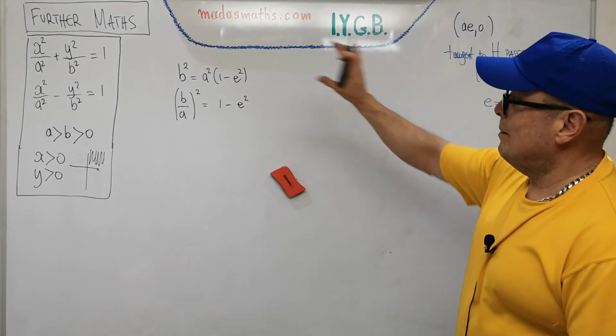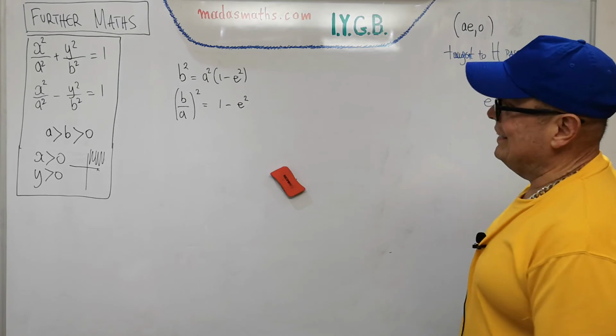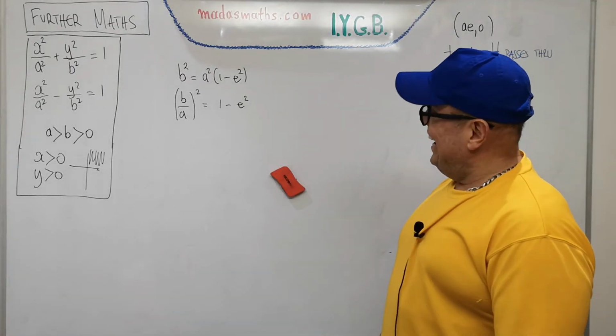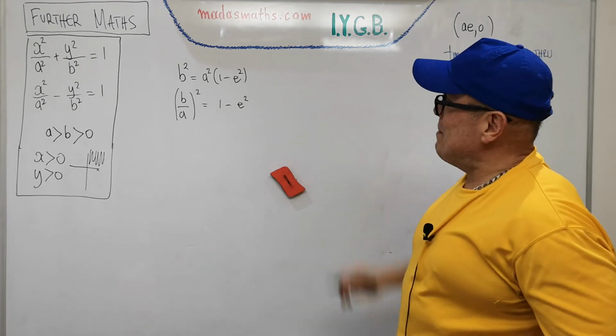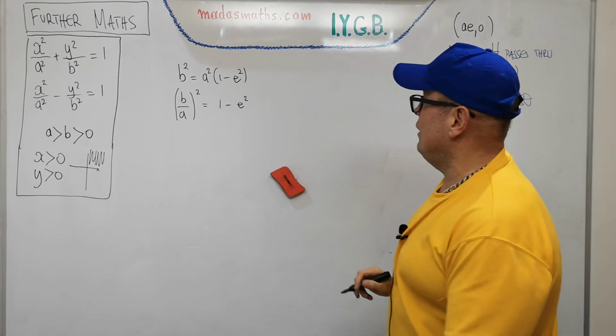And annoyingly, I rubbed off something that I should have had up there, and I don't quite remember it now. Don't tell me I have to differentiate it again. I feel like pulling my hair out now. Okay, we'll patch it up. We have (b over a) all squared, which is 1 minus e squared.